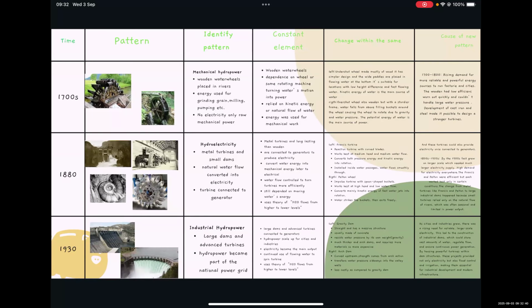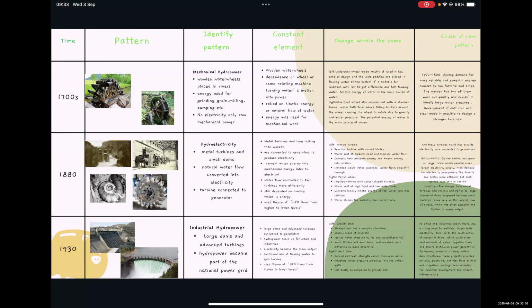So, the first pattern we have is wooden water wheels. How we identify this pattern is they have in common that they are all made of wood. They are placed in the river, and the energy of the water flowing in is used for mechanical work, not electricity.